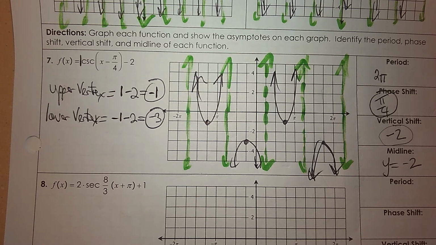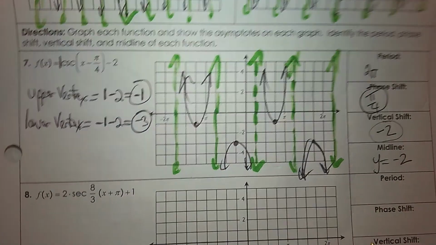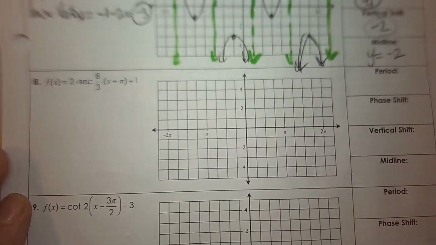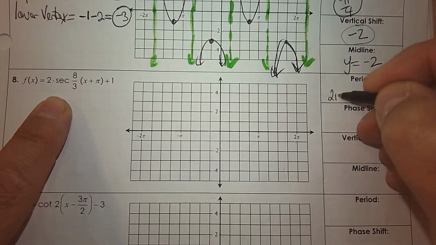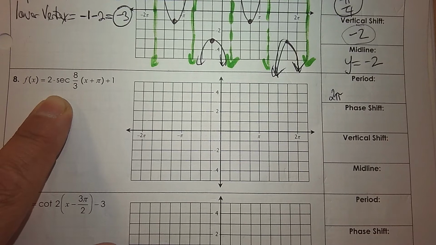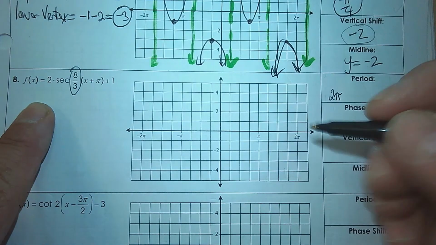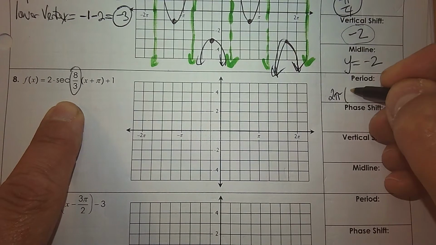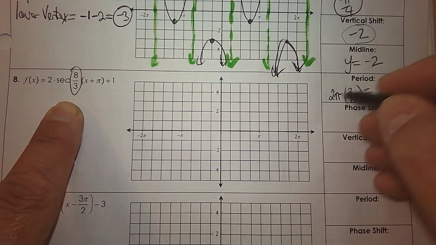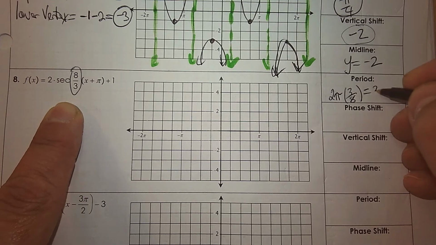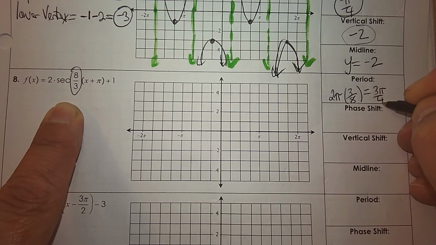So 2 more left, number 8 and number 9. Let's start. Secant. The normal period for secant is 2 pi. Is there a number being multiplied inside that would change that? So what's the reciprocal of it? And if I reduce it down, 6 over 8 is the same as 3 pi over 4.